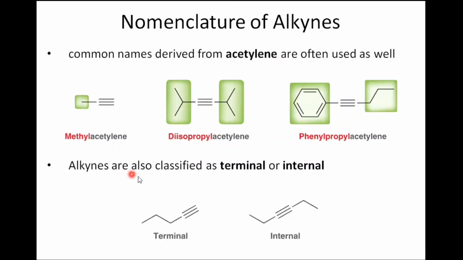So alkynes are also classified as terminal or internal alkynes. What is terminal? If the triple bond is present at the terminal position, then it is a terminal alkyne. If the triple bond is present in the middle of the carbon chain, then it would be an internal alkyne.